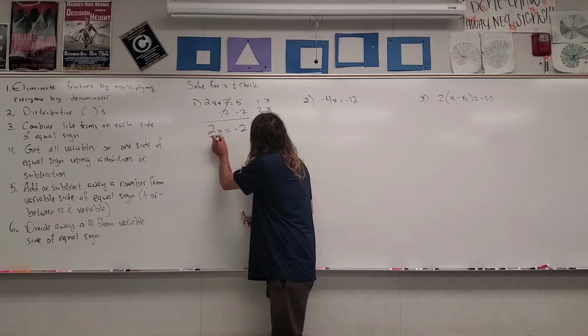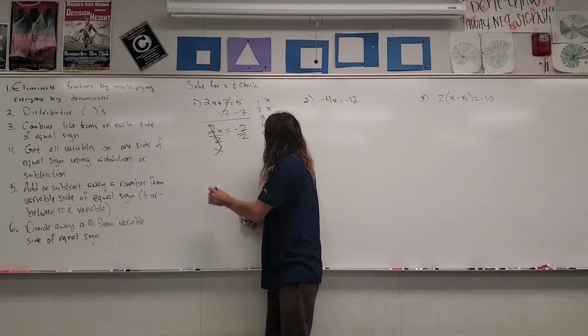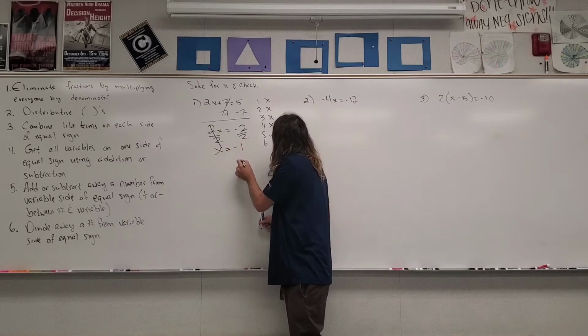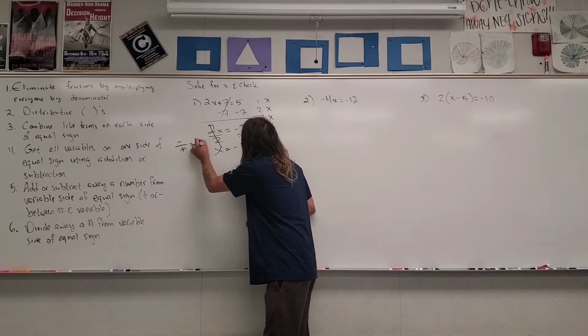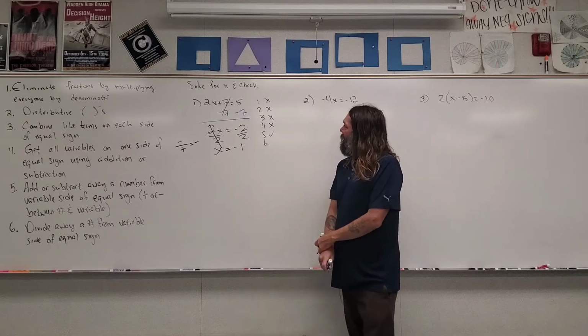So I'm going to divide both sides by 2. And the 2's on the left cancel. 2 goes into negative 2, negative 1 time. Remember that a negative divided by a positive is a negative. And so I get my answer as x equals negative 1.